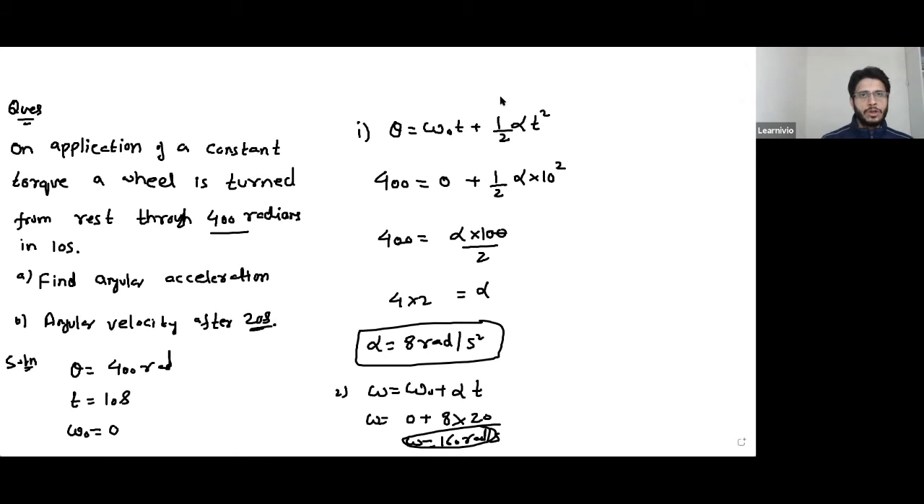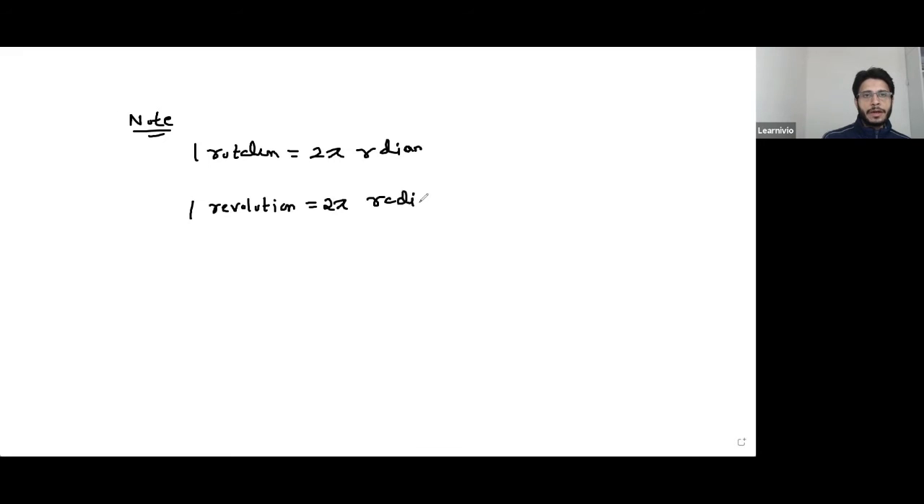Let's do one more question on this concept, just one more numerical. Remember one thing: one rotation is basically 2 pi radian. If a body takes one complete rotation, then the angle that it covers is 2 pi radian. In SI unit, we don't measure angle in degree. We don't write 360 degree; instead, we write 2 pi radian. Similarly, the angle corresponding to one revolution is 2 pi radian.